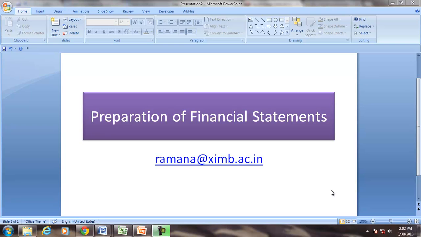Here we will see the preparation of financial statements. This is a preparation of financial statements series. So we'll take one by one exercise to understand the different ways of preparing the financial statements.